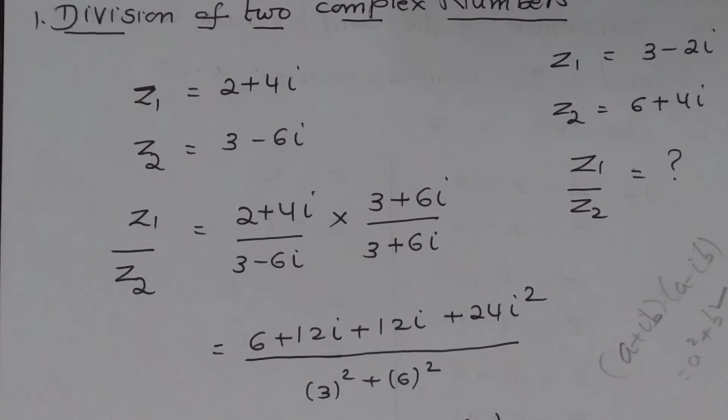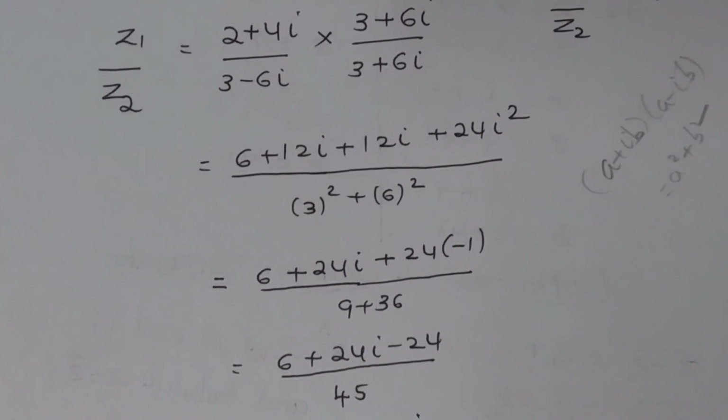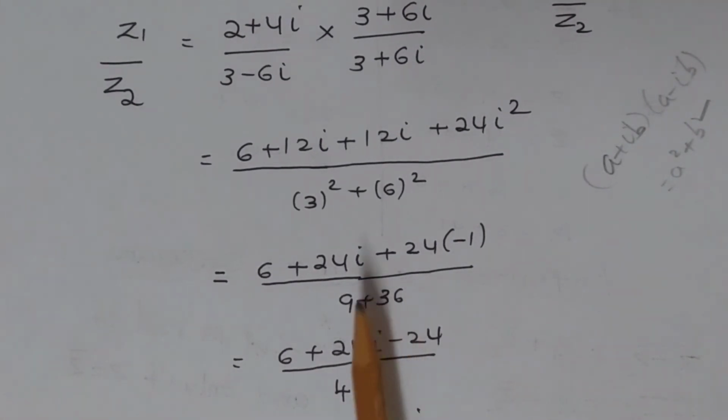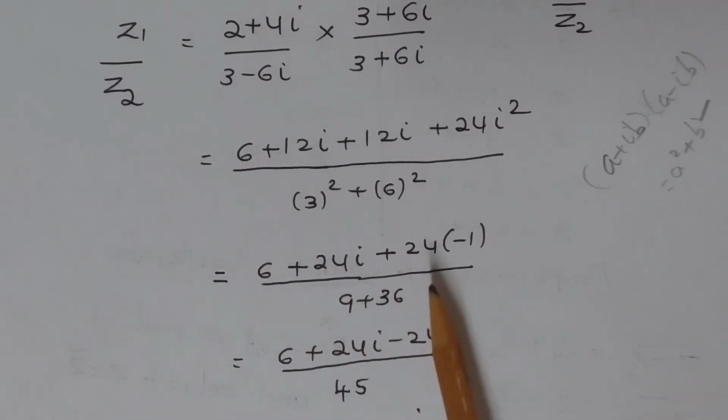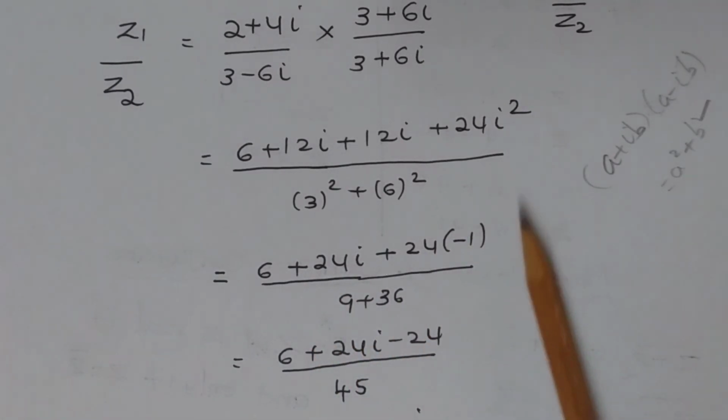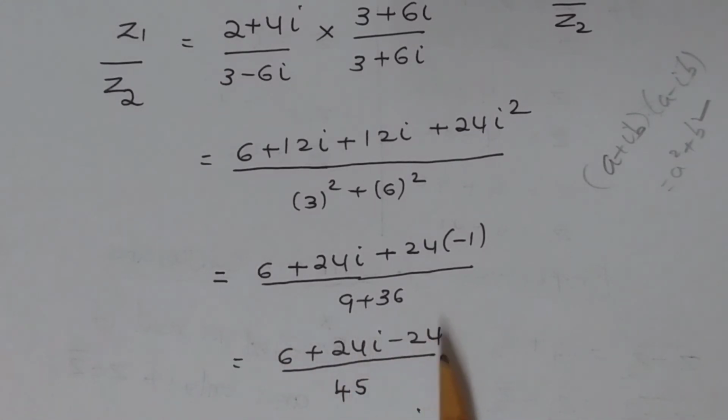So the square of the real part plus the square of the imaginary part. So 6 plus 24i plus 24 into -1, by a square plus b square, which is 3 square plus 6 square. Now after that only simplification. That's it. 6 plus 24i plus 24 into i square, -1, by 9 plus 36. So 6 plus 24i minus 24 by 45. Simple addition of 36 and 9.